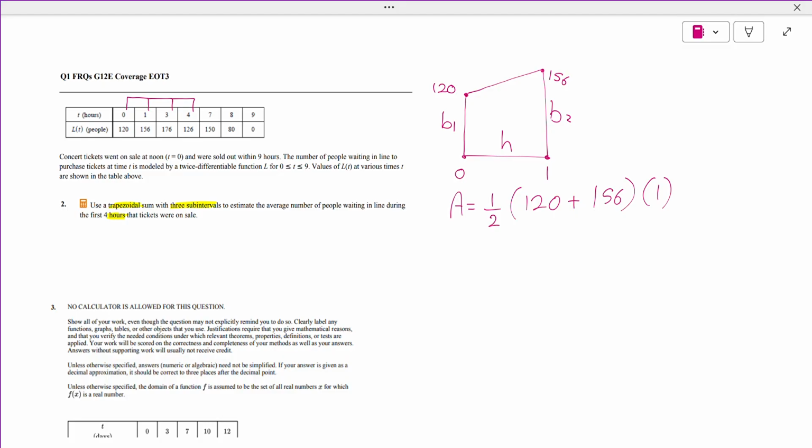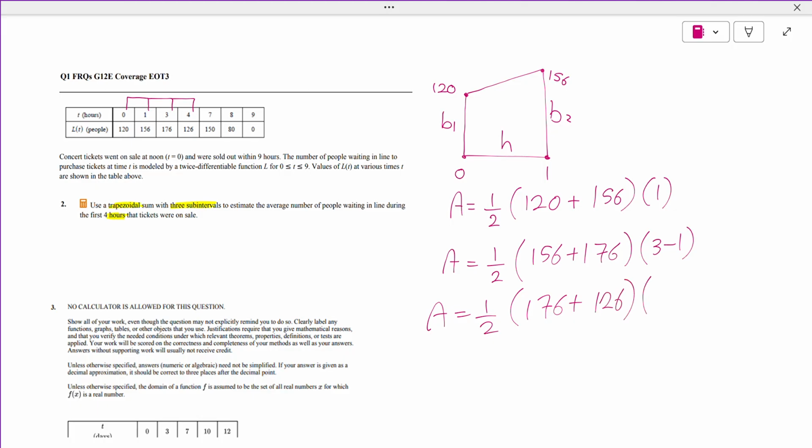Okay, so this is the first trapezoid. Now the second trapezoid is having half times the two bases are going to be 156 plus 176 times the height, which is the difference between 1 and 3, and the third trapezoid will be half times the first base is 176 plus the second one, which will be 126, right, times the difference between 4 minus 3, right? So those are the 3 trapezoids.